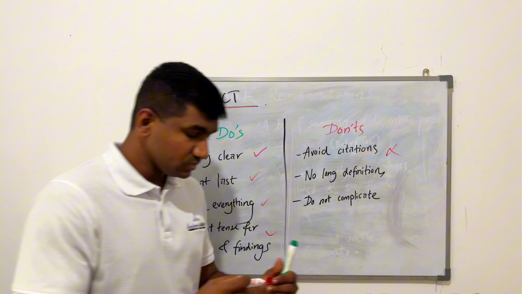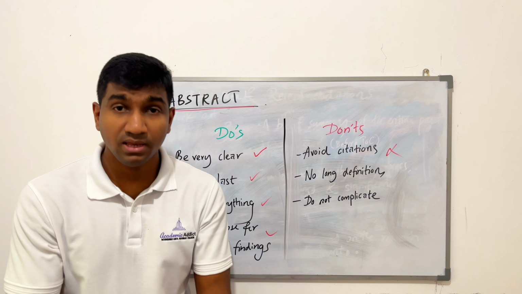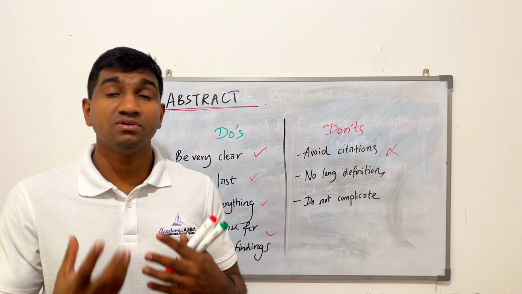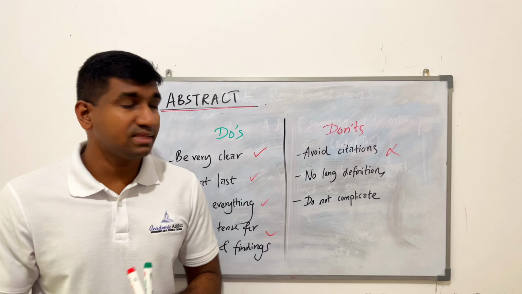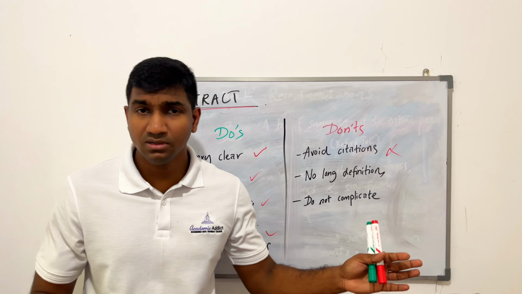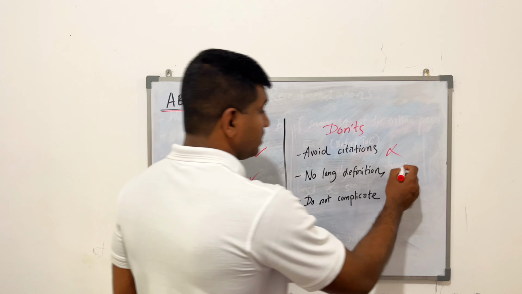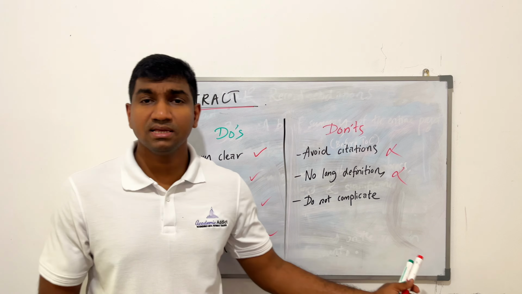citations. No long definitions. Again, you don't have to explain the variables. Okay, so you don't have to explain and have a small literature review in that abstract. No, you don't have to complicate that. Again, it should be very simple, with no long definitions and everything. Okay, so avoid that and do not complicate. The simplest thing that I can say: do not complicate.